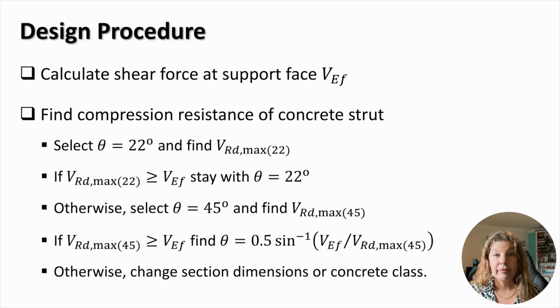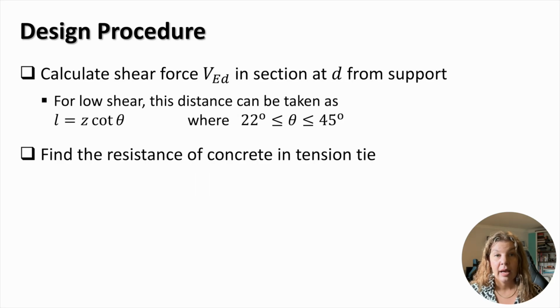The value of VRD max should be increased by increasing the section dimensions or the class of concrete. After checking the stress of the first concrete strut, a tension tie is designed. The shear force VED in the section at d from the support is calculated, and when the shear is low, this distance can be increased to 2.25 d.